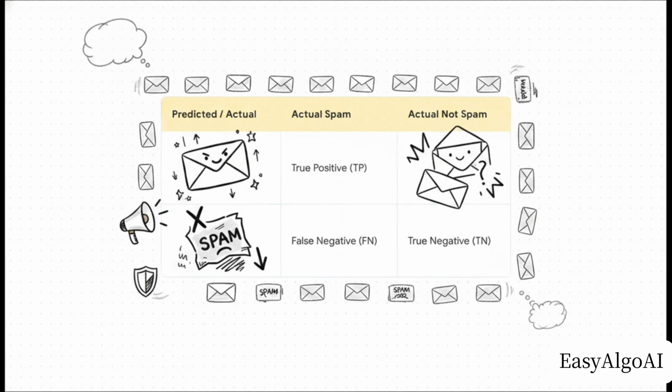Let's make this concrete with a classic binary problem: spam versus not spam. If an email is actual spam and your model correctly flags it as spam, boom, that's a true positive. If it's a normal email and it's predicted as normal, that's a true negative. But the errors are where things get really interesting. A false positive is when the model predicts spam, but it's actually a completely normal email. And a false negative is when it predicts normal, but it's actually a pesky spam message slipping through.